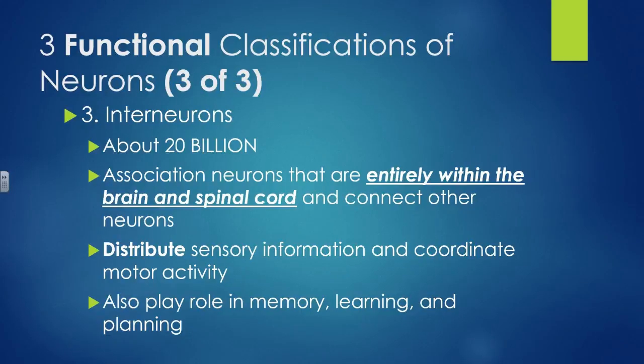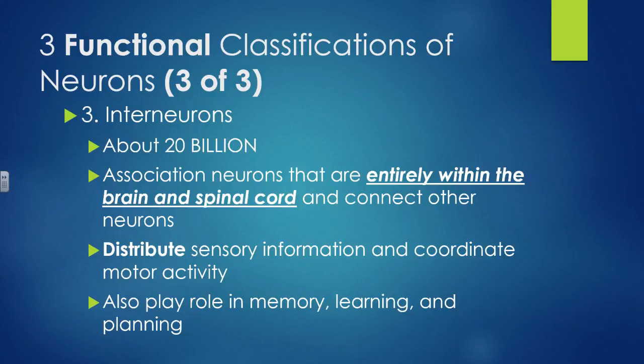The third and final functional classification of neurons are your interneurons, and those you have about 20 billion of. So not 500,000, not 10 million, but 20 billion. These are your association neurons that are entirely within the brain and spinal cord, so they are only within the central nervous system, and they connect other neurons to one another.